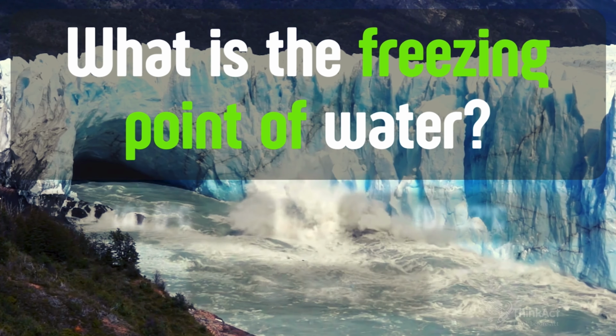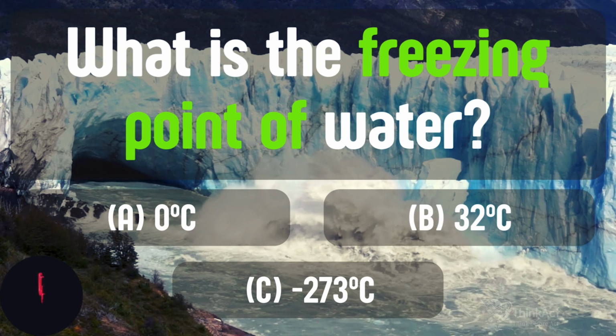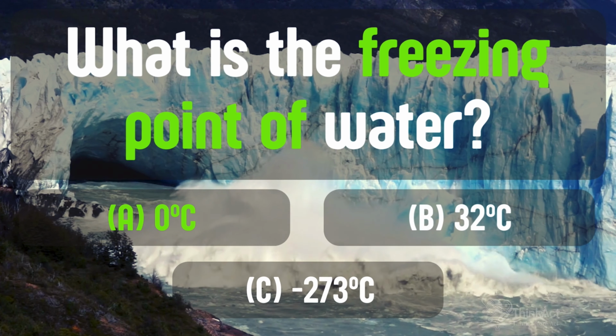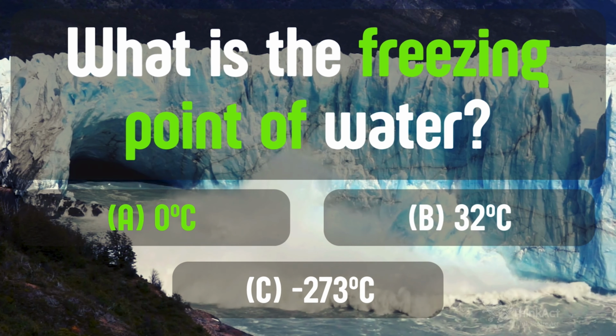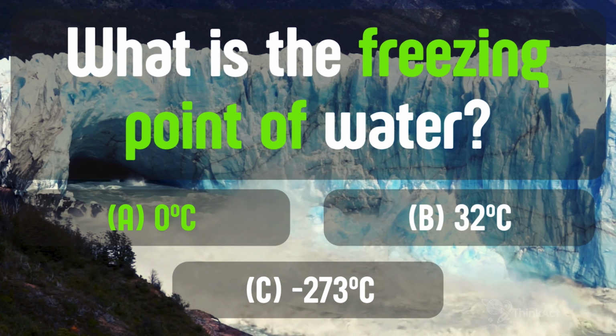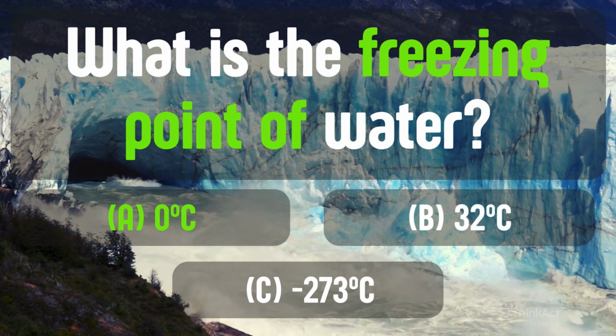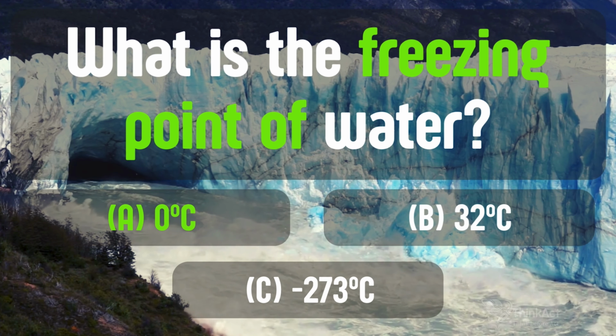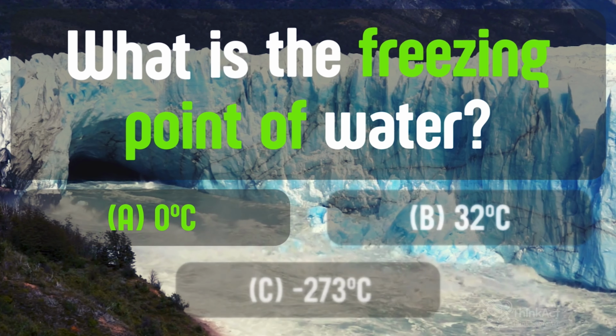What is the freezing point of water? The answer is option A, 0 degrees Celsius. Water freezes at 0 degrees Celsius and 32 degrees Fahrenheit. The freezing point is the temperature by which a liquid turns into a solid.